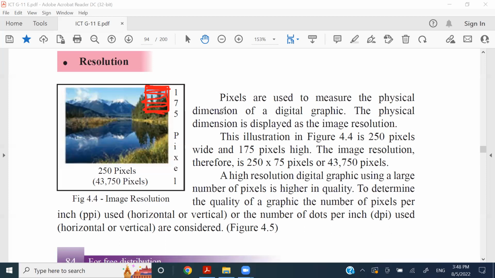Right? So when it comes to resolution, they use two particular units. One is pixels per inch, PPI, right? Or dots per inch, DPI, right? So that is how you are going to describe the resolution of a particular picture.